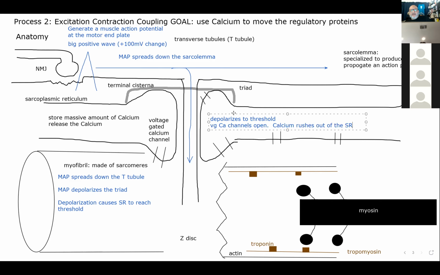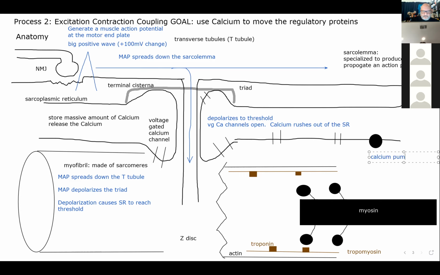Right? Again, the job of our sarcoplasmic reticulum is to store a massive amount of calcium. There's a special protein inside we'll talk about later that helps to store it. And not surprisingly, there are calcium pumps. And these calcium pumps' job is to take any calcium that they find and lock it up in the sarcoplasmic reticulum.